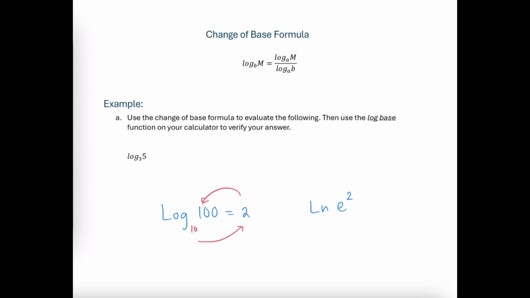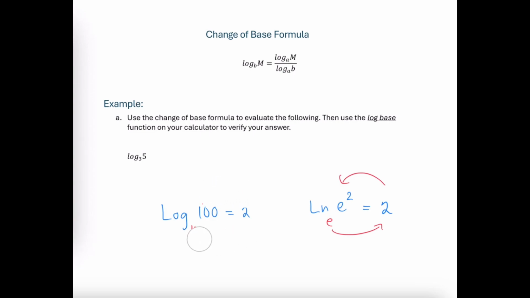We also know that the log base e of e squared is 2 because the ln has a base e, raised to the 2 power is going to be e raised to the 2 power. So the values of both these logarithms are equal to 2.